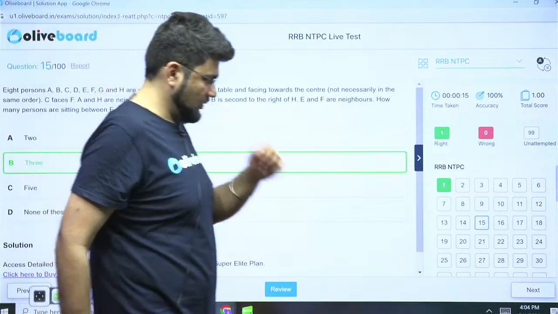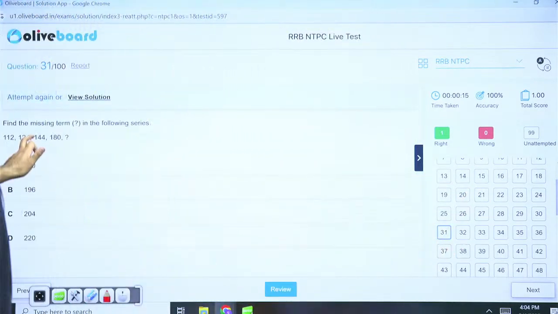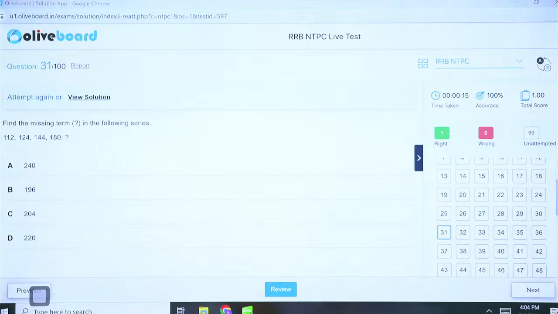Next, question number 31. Simple series based question. Just check the difference, you will get your answer. And if you have any issues, you can put it in the chat box.